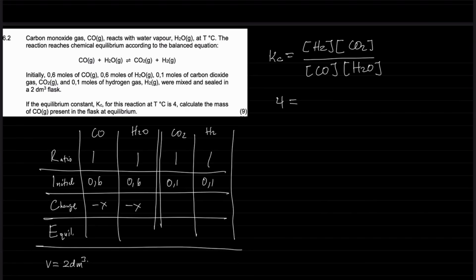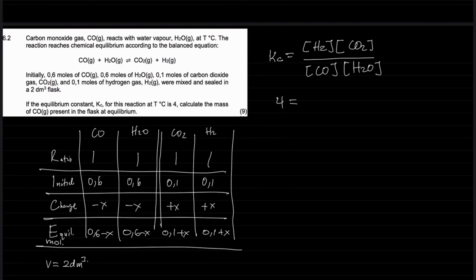CO2 and H2 are products, so products will increase as the reaction progresses. They're going to increase by plus X, and H2 will increase by plus X. That means at equilibrium, we're going to have 0.6 minus X here, 0.6 minus X here, 0.1 plus X here, and 0.1 plus X here. Don't forget, this is moles.